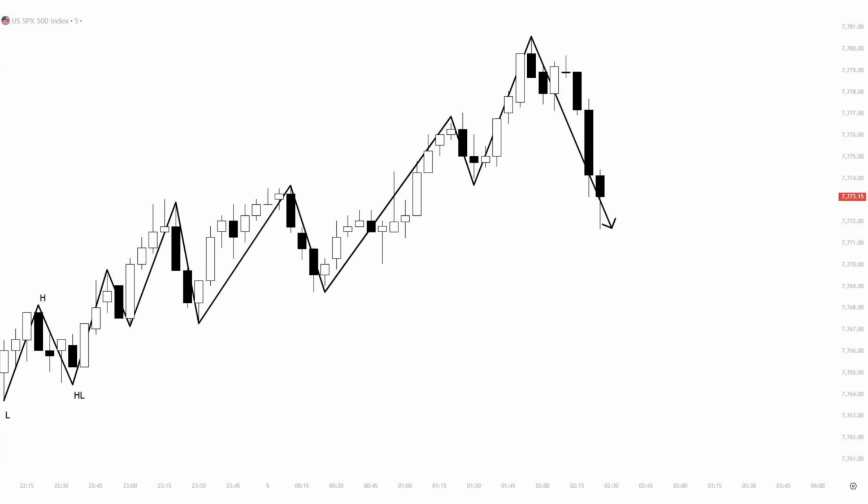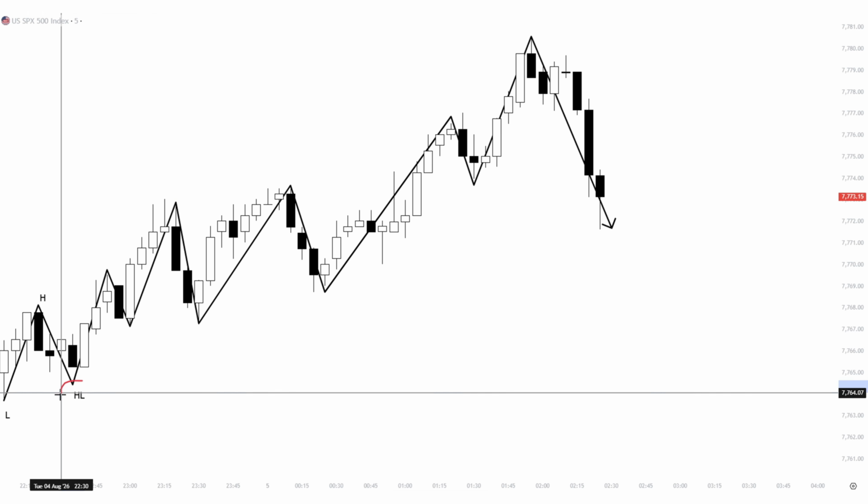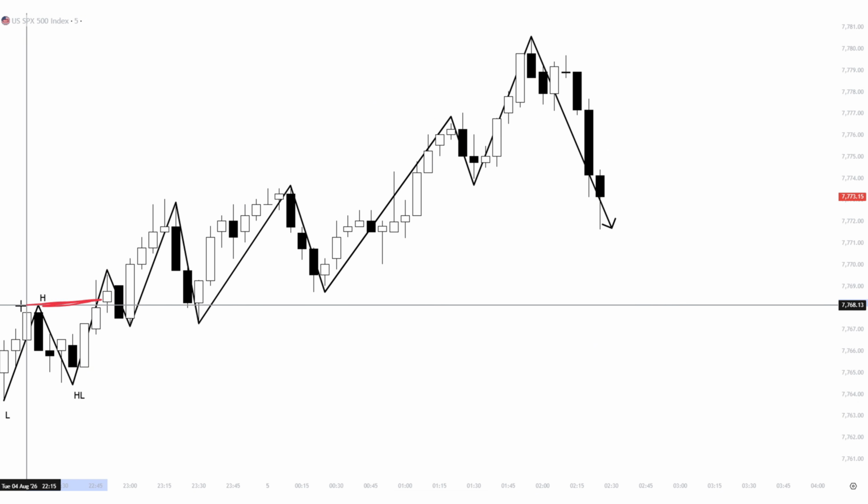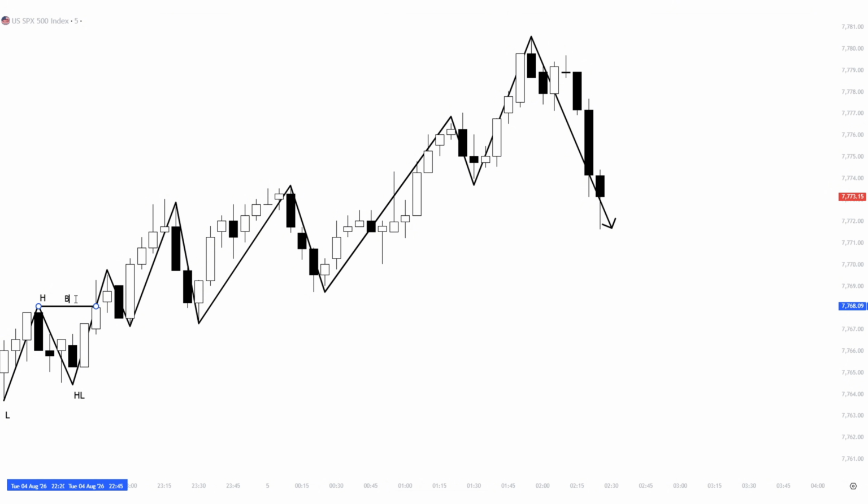And in this case, that's exactly what happened, because from this higher low, the price is pushing back up and breaking above the previous high. A break above the last high is what we call a break of structure. The break of structure says two important things.